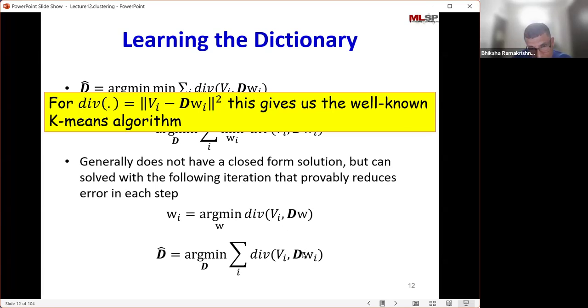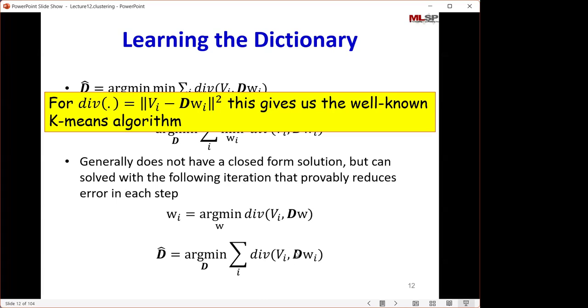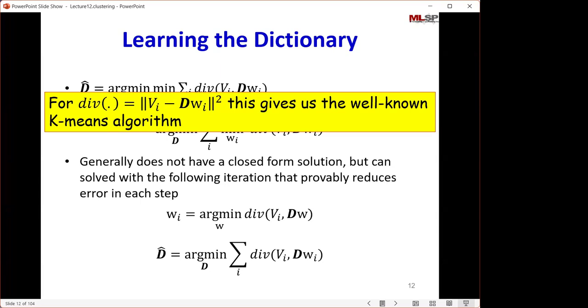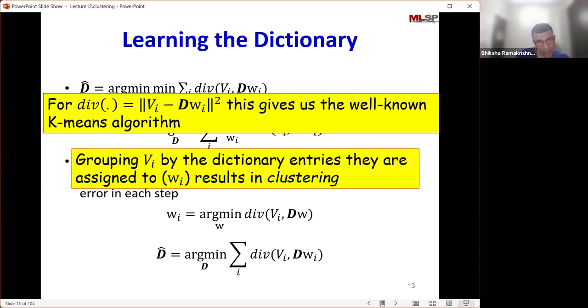For any given dictionary entry, there are going to be multiple faces that got mapped onto it, right? Correct. So then how do you solve for this? For that dictionary entry, you're just given the information: these 10 faces are mapped onto the same dictionary entry. Given that, which vector minimizes the average error over all of these? That's simply going to be the mean if you use the L2 divergence. Understood, thank you. That's why this becomes k-means, right? So grouping Vi by the dictionary entries they're assigned to by Wi results in clustering, right?